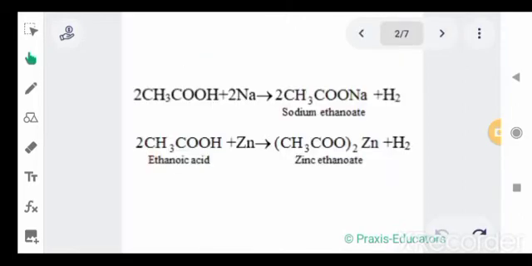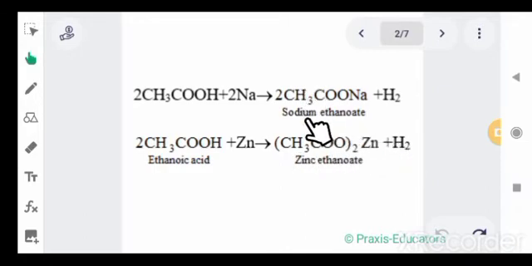The first chemical property we're going to look at is the reaction of ethanoic acid with metals. We all know that acids react with metals to liberate hydrogen gas. Ethanoic acid is an organic acid, so it also shares that kind of property with inorganic acids. It will react with a metal to liberate hydrogen gas. In this case, ethanoic acid is reacting with sodium to liberate hydrogen gas. In the second case, ethanoic acid is reacting with zinc to liberate hydrogen gas.